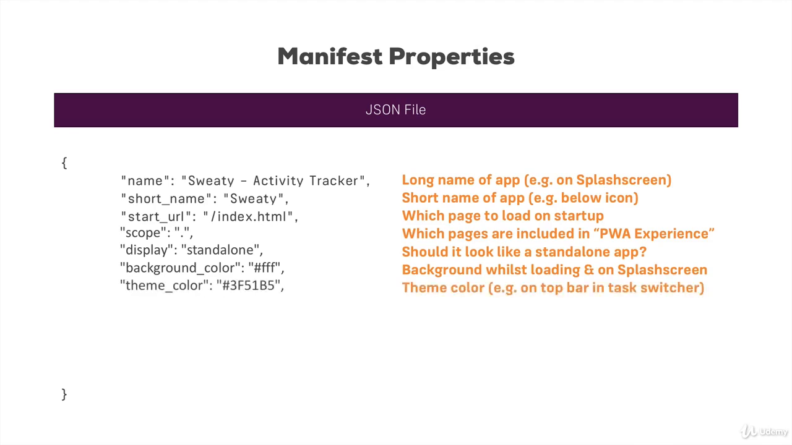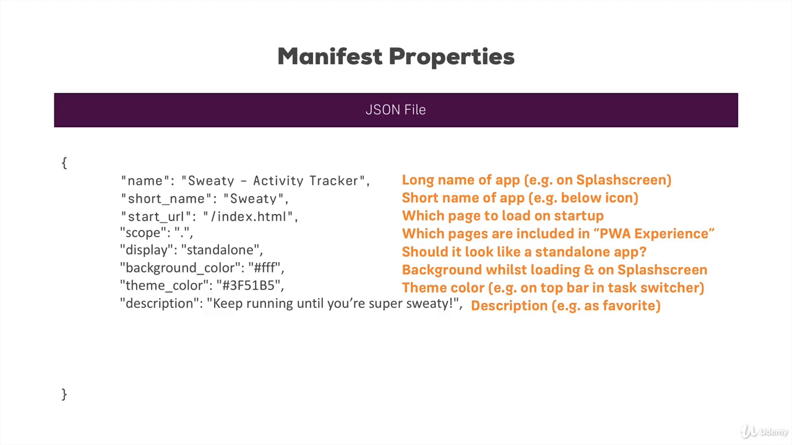Besides the background color, you can also set a theme color. Now this controls how, for example, your toolbar at the top will look like, especially on a native device in the task switcher. This makes sure that your application, since it might be loaded standalone, really looks like a native app by also controlling the color it has in, again, for example, the task switcher. And of course, I will show you how to add all these properties in the next lectures.